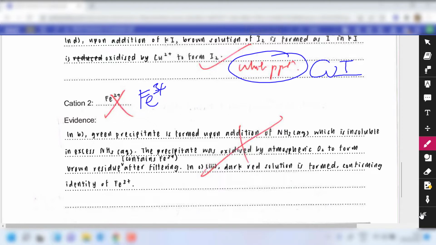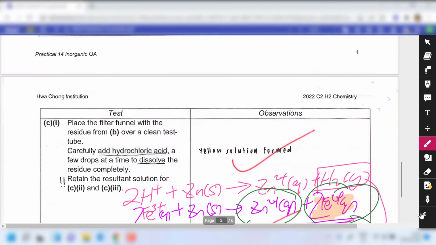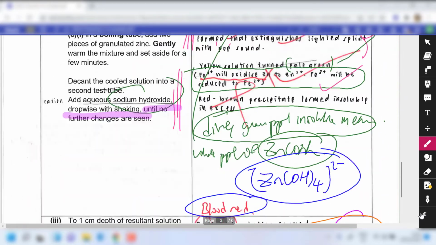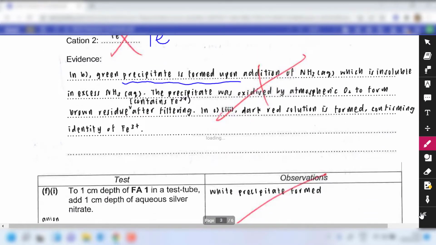So what are the evidences? Many of you thought that the dark blue solution is a result of the formation of iron 2. That is not the case. There are several evidences which you can quote for iron 3. Number one is over here: the formation of the blood red complex with thiocyanate. I think you can quote this as one of the key evidences, so I can write it down here.